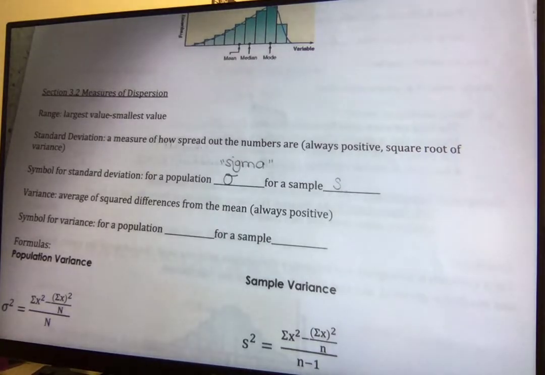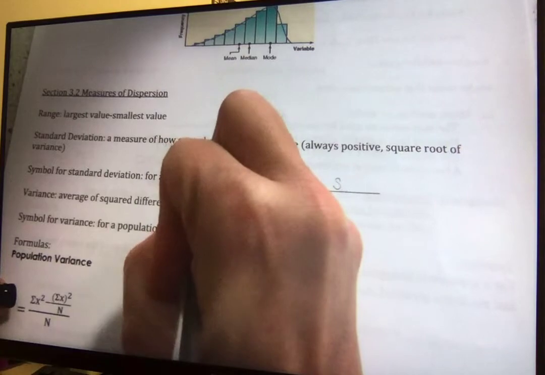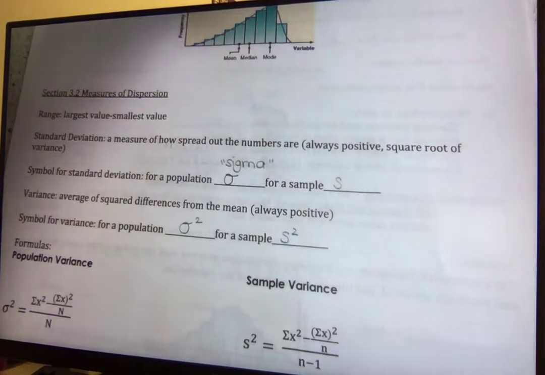So we said that the standard deviation is the square root of the variance. So the variance is the average of the squared differences from the mean. Because we're squaring it, again, it's always going to be positive. Our symbols for our variance, population is just taking that sigma and squaring it. For sample, we have our S, and then we're squaring it.